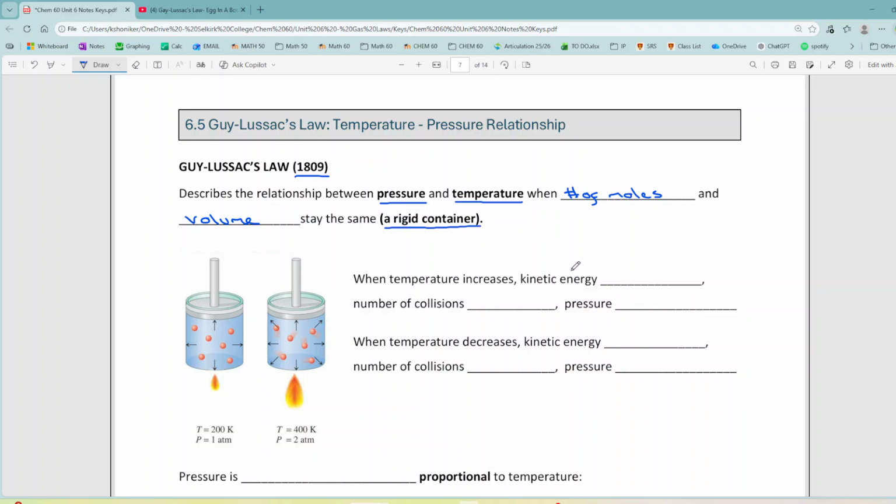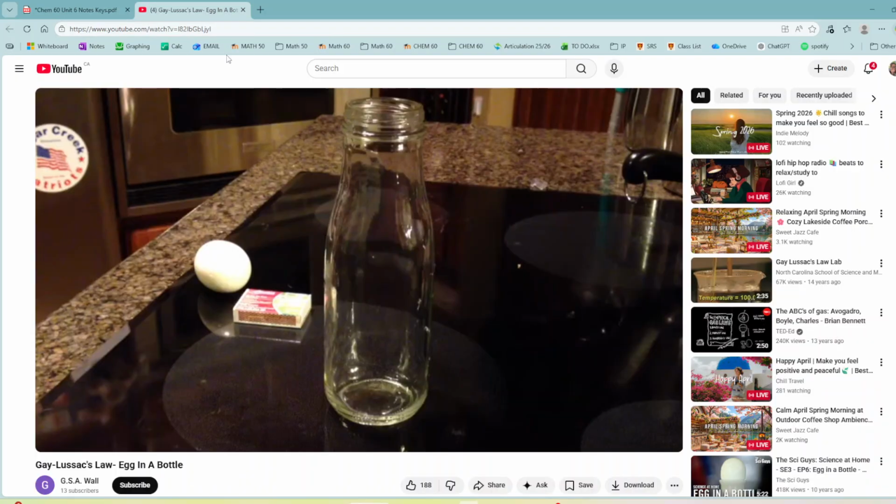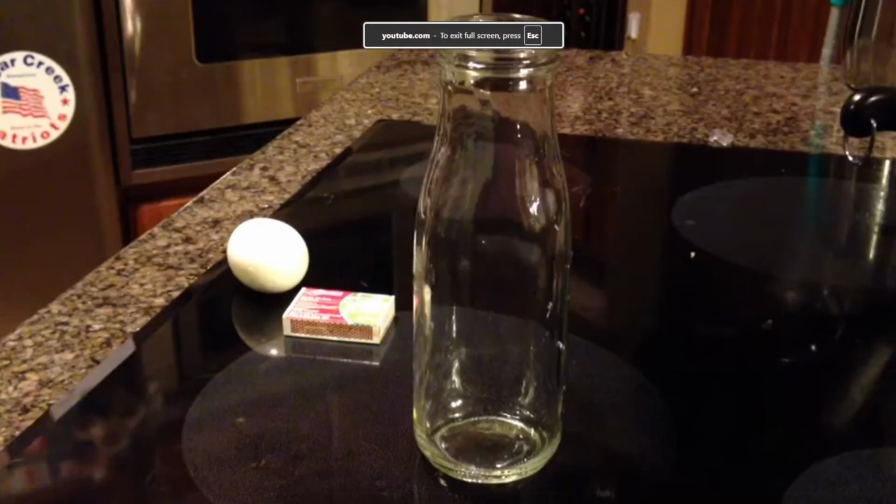Now, we've actually already explored Guy Lussac's law using the crushed can example, but I found another example too that I was like, oh, this is actually kind of cool. And it's called the egg in a bottle example. So I'm going to let this video play.